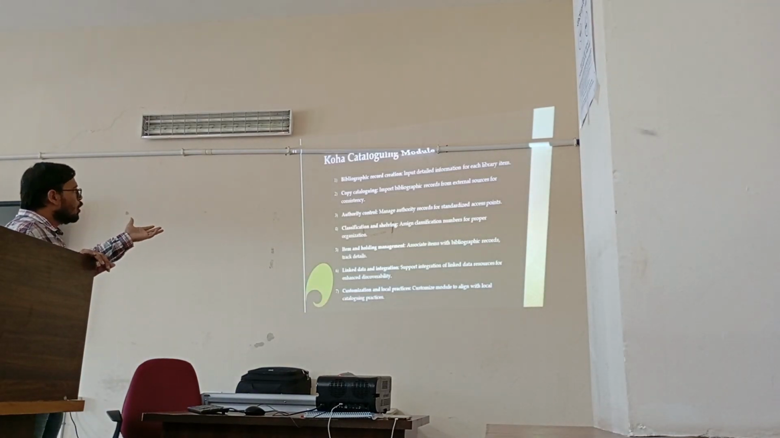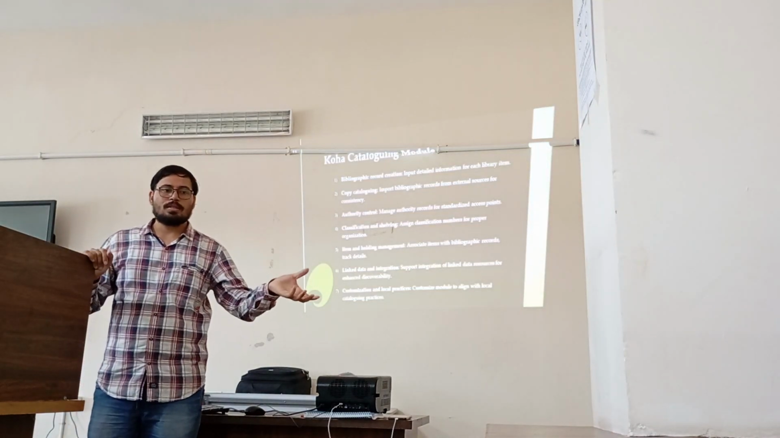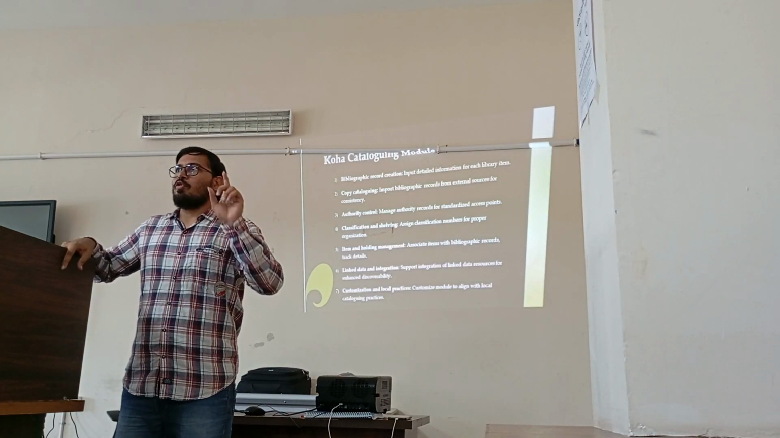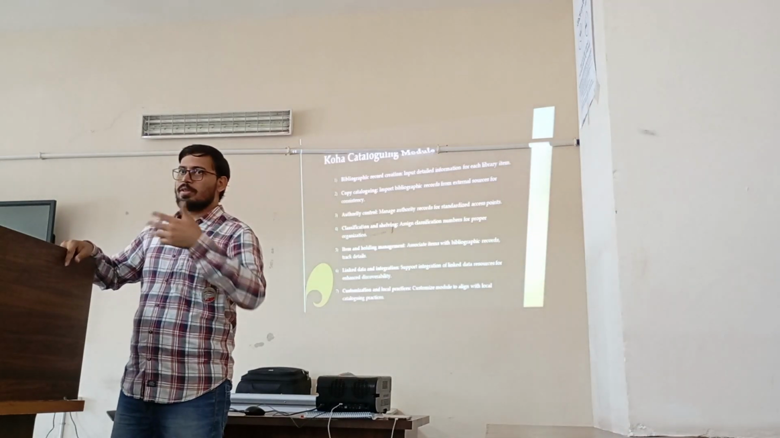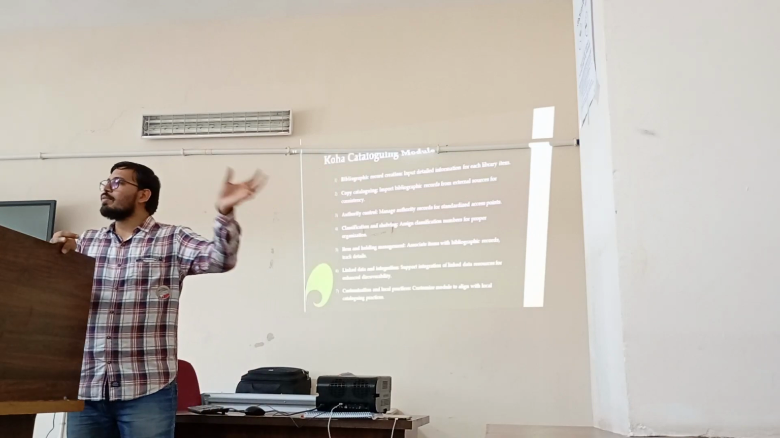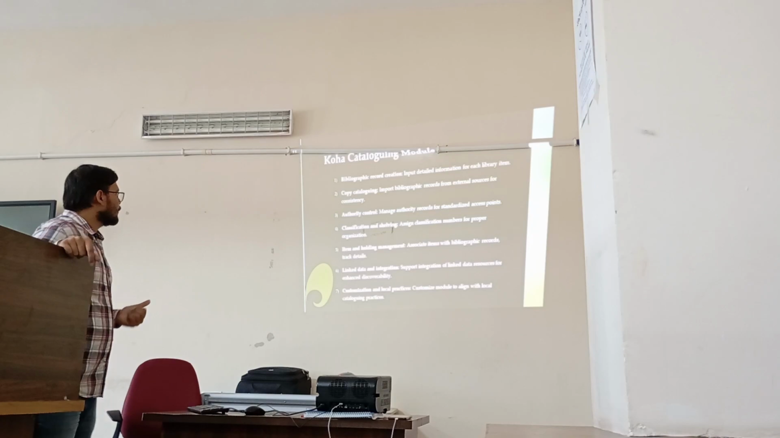Then we have authority controls. In authority controls, we can set certain standards. Suppose you have one author who uses 3 different names. They have pen names. Like in poets, we have one standard name and then we have 2-3 different pen names. So that kind of thing can be handled here.